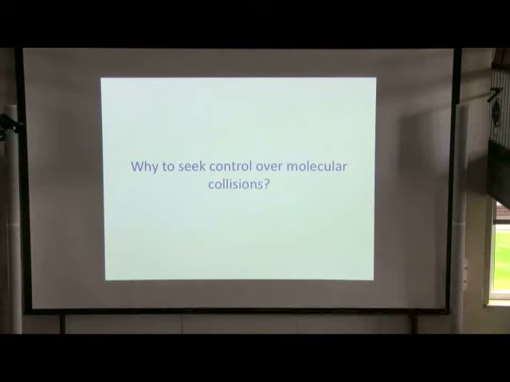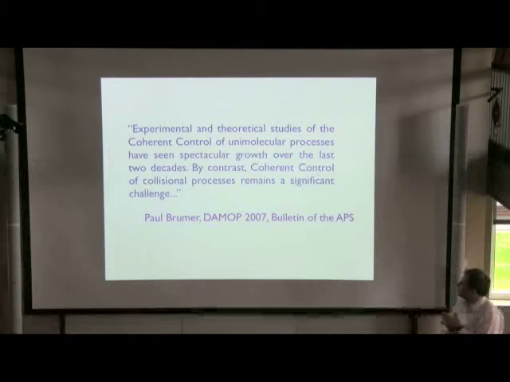Well, first of all, it's a challenging task, right? To illustrate that, let me quote the abstract of Paul Brumer. Those of you who don't know Paul Brumer, he's one of the co-founders of the field of coherent control, or quantum control, of molecular dynamics, together with Moshe Shapiro. In his 2007 abstract, he says that the experimental and theoretical studies of the coherent control of unimolecular processes have seen spectacular growth over the past two decades. By contrast, coherent control of collisional processes remains a significant challenge.